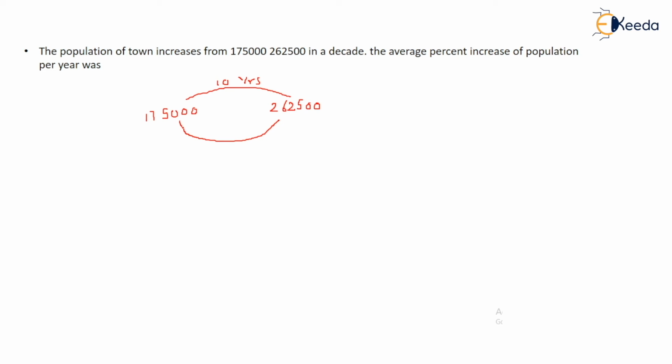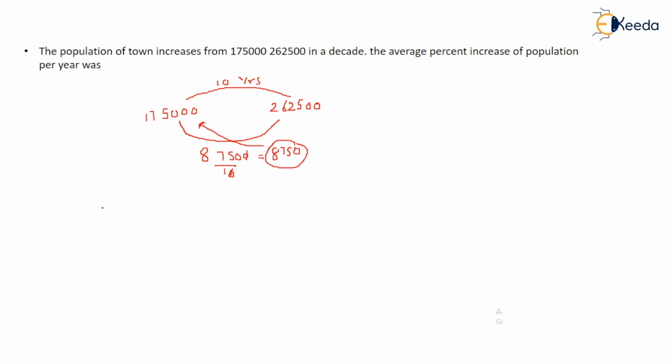262500 minus 175000. This will give you the increase in 10 years, that is 87500. So this was the increase in 10 years. You have to divide it by 10. So every year by what amount is it increasing? 8750, right? And it is asked the average percentage increase of population. So the average increase is 8750.